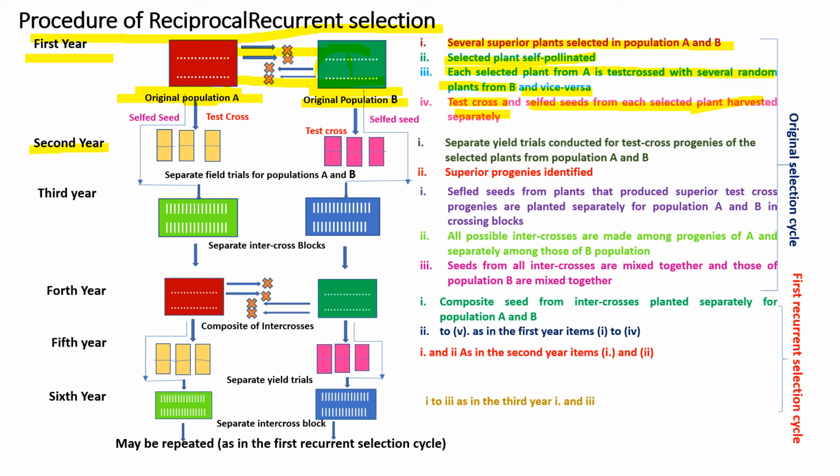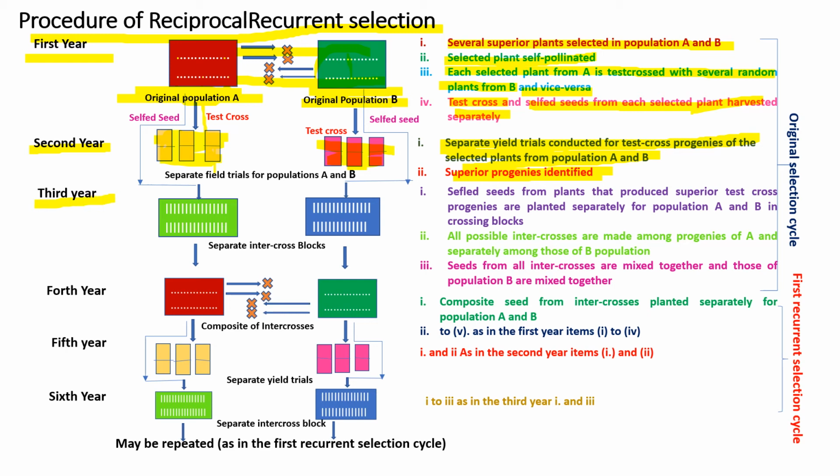Then in the second year, what do we do? Separate yield trials are conducted for test progeny of the selected plants from population A and population B. For each plant a test cross is done, and for populations A and B separate yield trials are done, and superior progeny are identified.